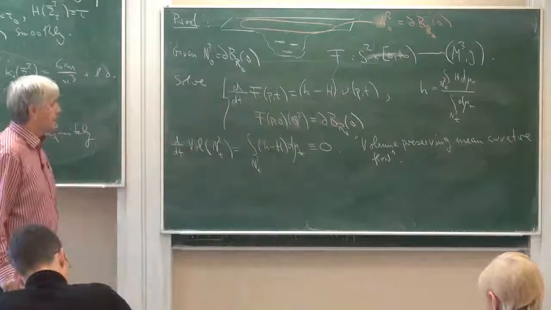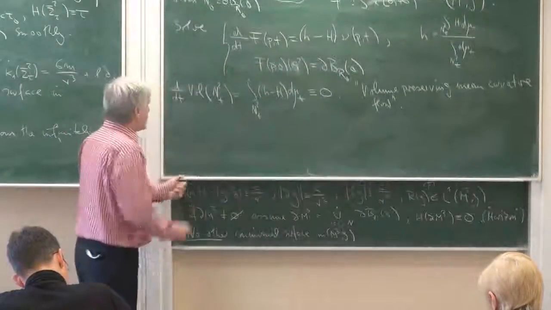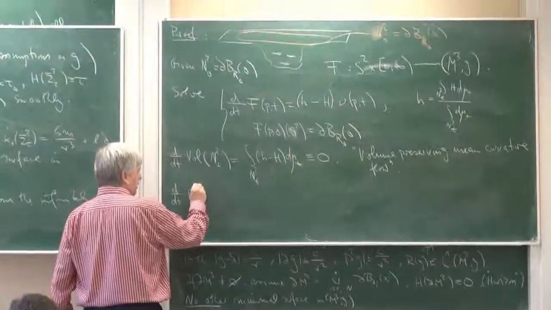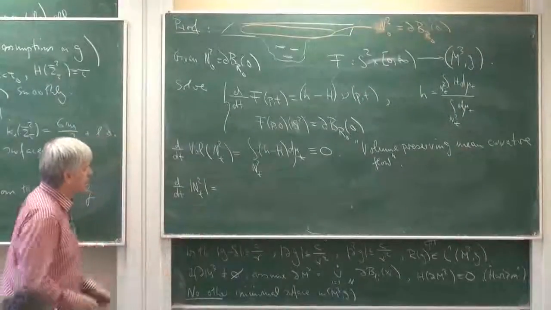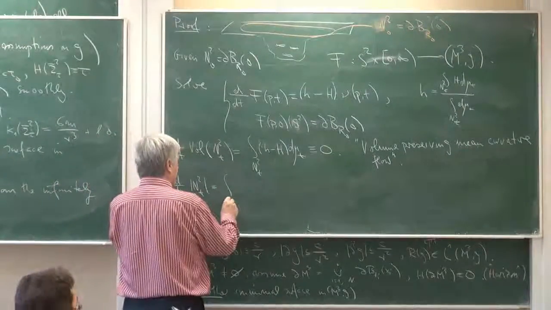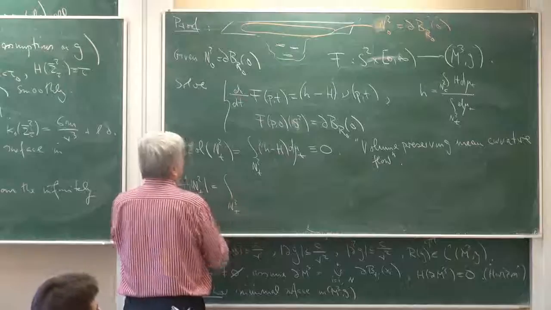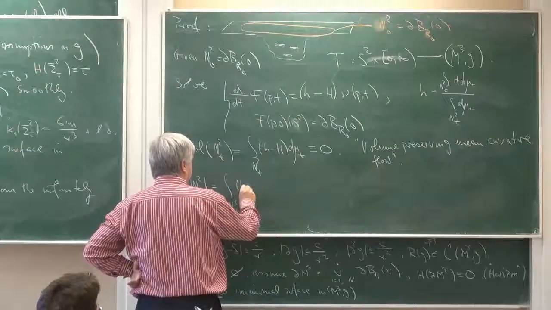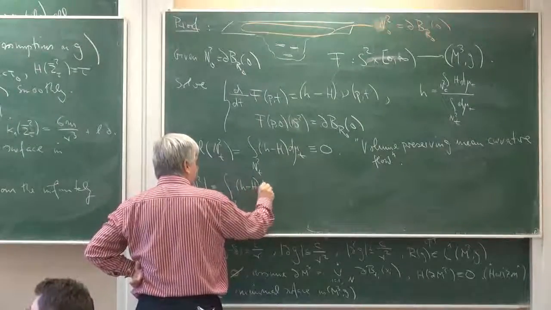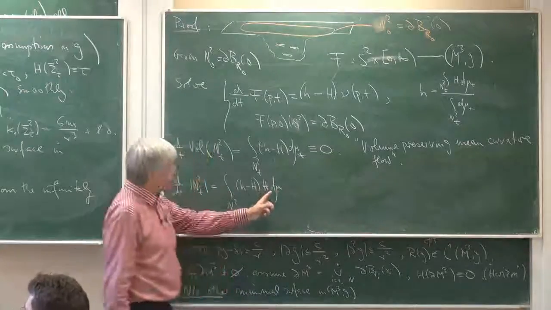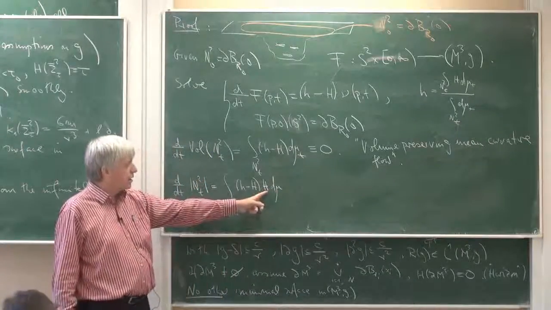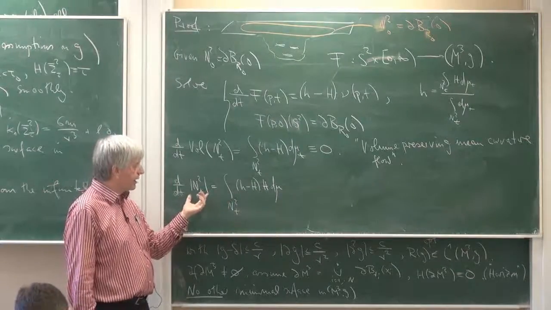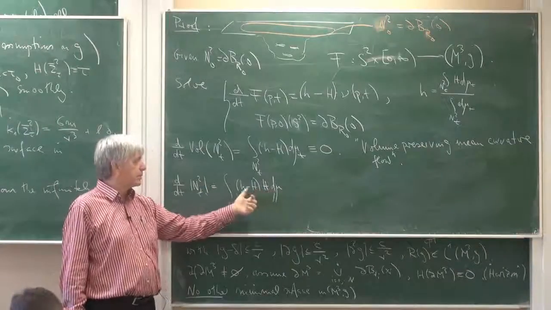Okay? And when you look at what happens to the area, you get the integral over the surface N_t, and here you get now (little h minus capital H) times h dμ, right? You always get mean curvature times the speed. That's the first variation formula. The first variation of area is always mean curvature times the speed.